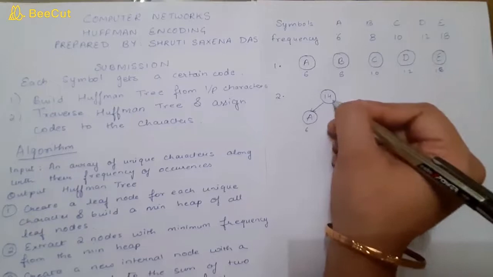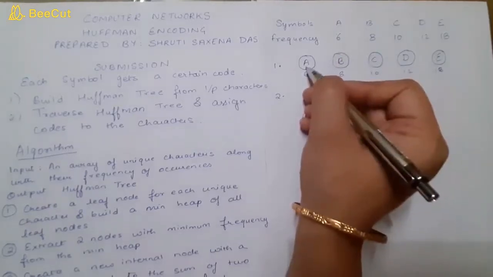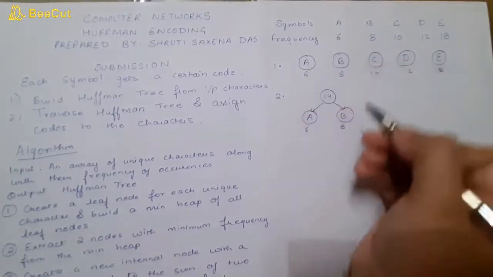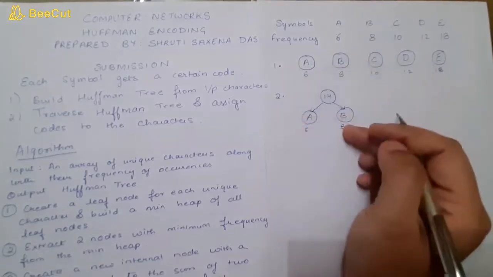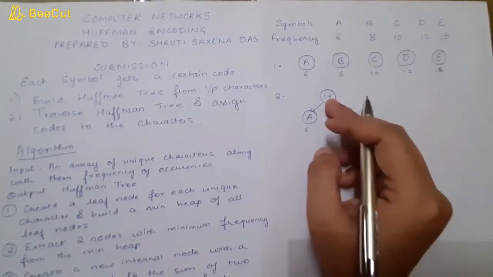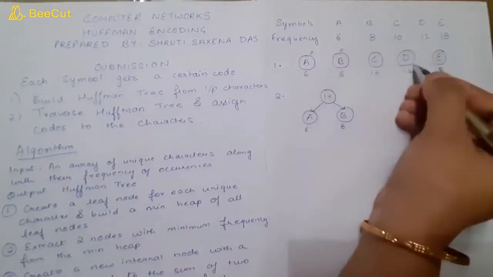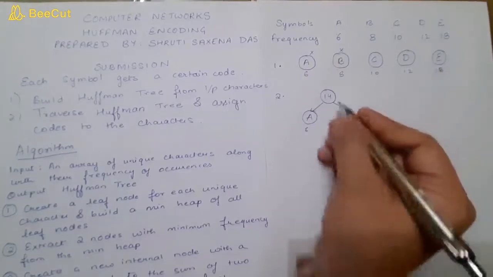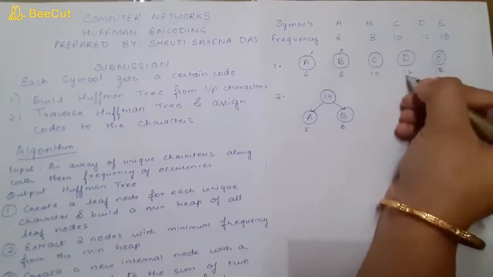And this will be our new internal node. The first node which you extracted will become the left node. The second node which you extracted will become the right node. This becomes an internal node with the frequency of occurrence as 14. Now you have seen that these two are extracted. You have C with 10, D with 12, E with 18. Again we need to construct a minimum heap. This is 14, so it should be inserted between 12 and 18.